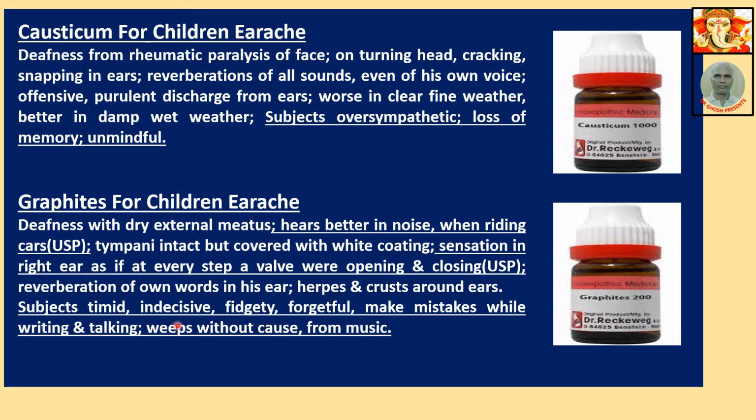Subjects timid, indecisive, fidgety, forgetful, make mistakes while writing, talking, weep without cause and from music. This is the general symptom of Graphites. Last two lines: if the general symptoms can be matched with this particular symptom, then that medicine is a must. But if you get one single USP, it can give you the direction to the medicine. USP is such a weighty and powerful symptom.